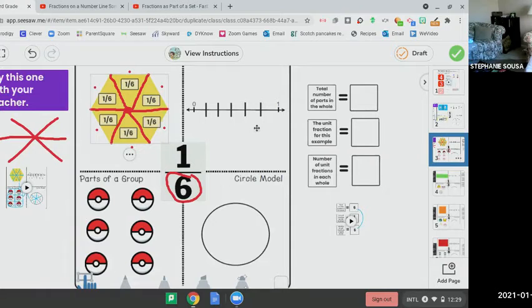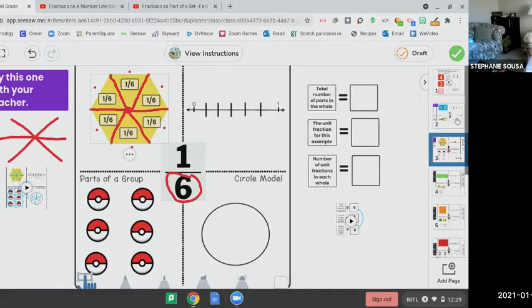Ready? 0 to 1 is the whole where we start. So we could see this number line is from 0 to 1. So if we had the whole thing, we would be over here at 1. We've been asked to show where 1/6 is, okay?